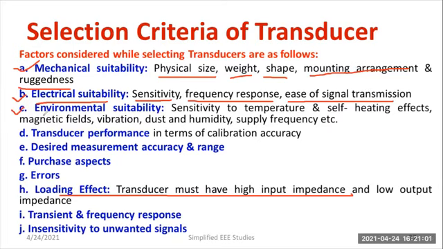As far as environmental suitability is concerned, you have to measure the sensitivity with respect to temperature. You can take some readings also. Then the self-heating effect has to be considered. Then the influence of magnetic field. Then what is the influence of vibration over the stability? And check the dust and humidity, which will influence the performance of your transducer. And how about the variation of supply frequency with respect to the operation of the transducer? These points need to be taken into consideration.